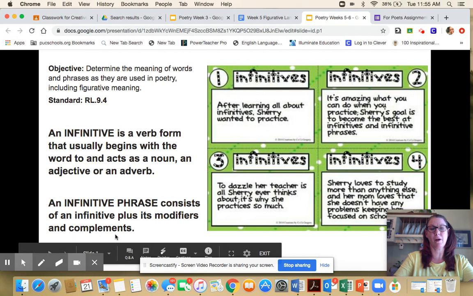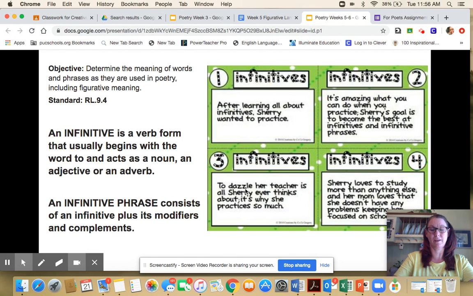or the words that complement it. So here's an example. To dazzle her teacher is all Sherry ever thinks about. It's why she practices so much. So here, to dazzle is an infinitive, and to dazzle her teacher would be the infinitive phrase.